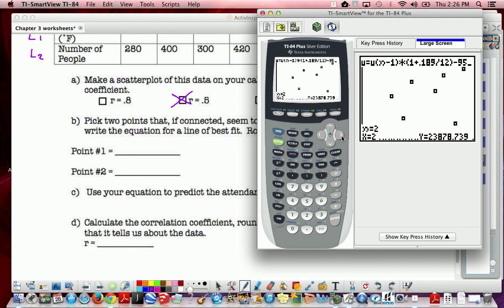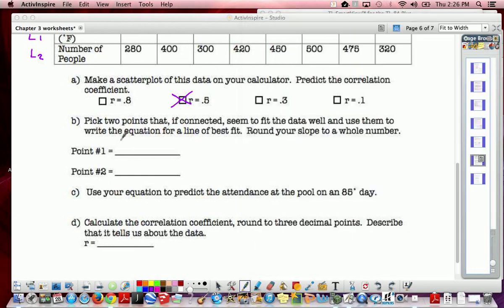Oops, I got to hit my trace key, sorry again. And I'm going to look for that one up top, which is 100, 500. So I'm going to note both those 2 points again: 68, 280 and 100, 500. So now, it then asks me to write the equation to it.